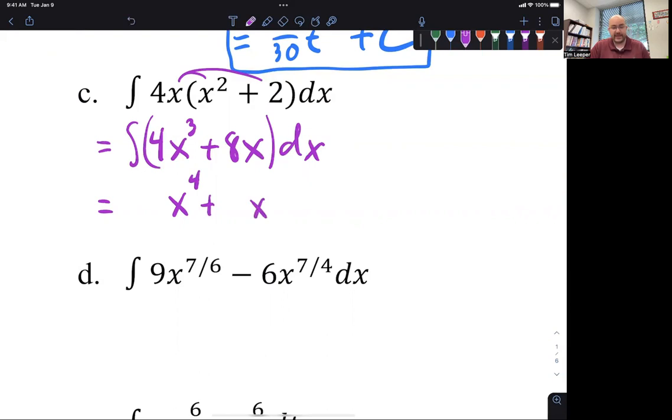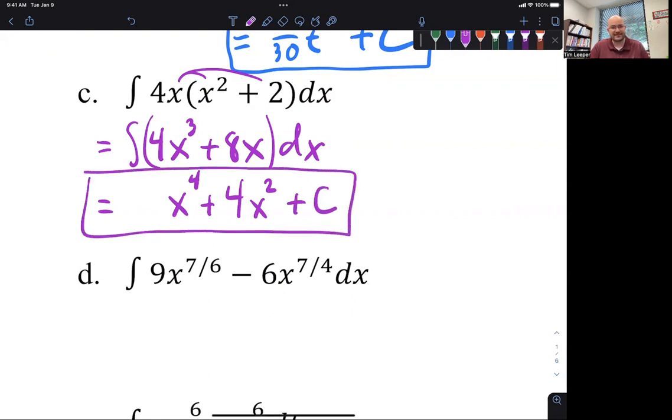Plus, and then add 1 to the exponent there, that gives us a 2. And then 8 divided by 2 then is 4. Fantastic. And please do not forget the plus c. All of these indefinite integrals must have that plus c because this is a family of antiderivatives. Good. That's letter C.